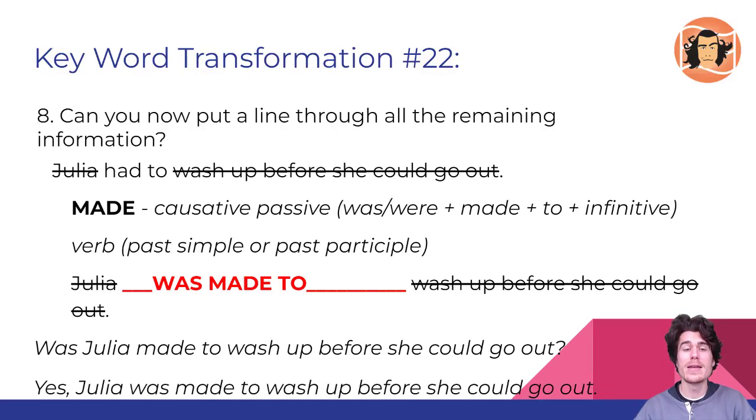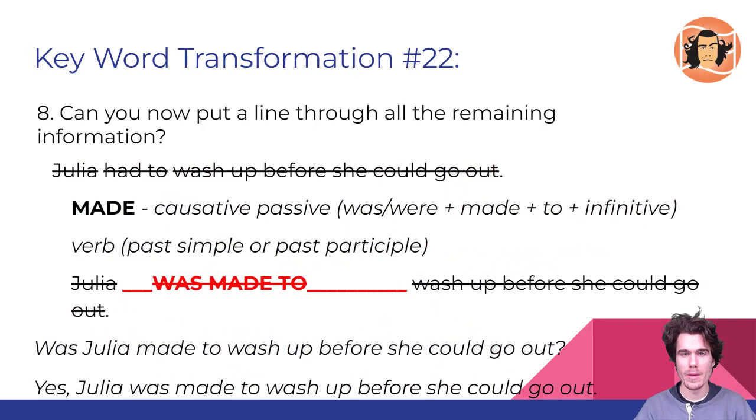So, step number 8, can I now put a line through all the remaining information? So we have had to and was made to. See if you can put a line through the duplicate information in the example sentence and in your sentence, and when you've done that, press play. Okay, so had to is very similar to was made to. So I've put a line through those words, and now there is a line through all of the sentences.